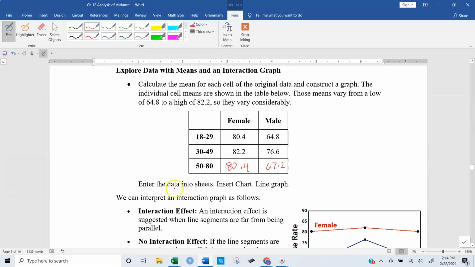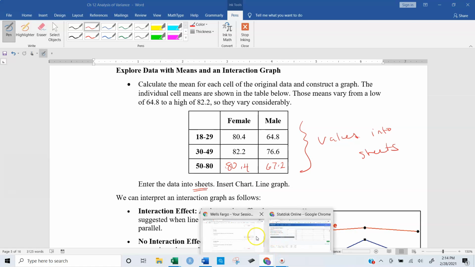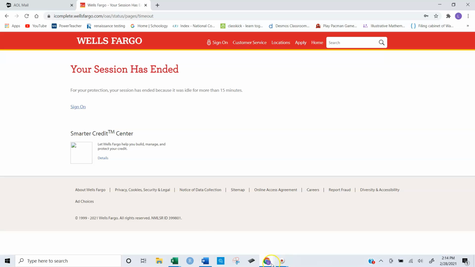The next thing I want you to do is go into Sheets. In your data sheets, I want you to insert a chart. So I want you to type these values into Sheets and create a line graph is what I would like you to do. Let me show you what that looks like. Whoops.